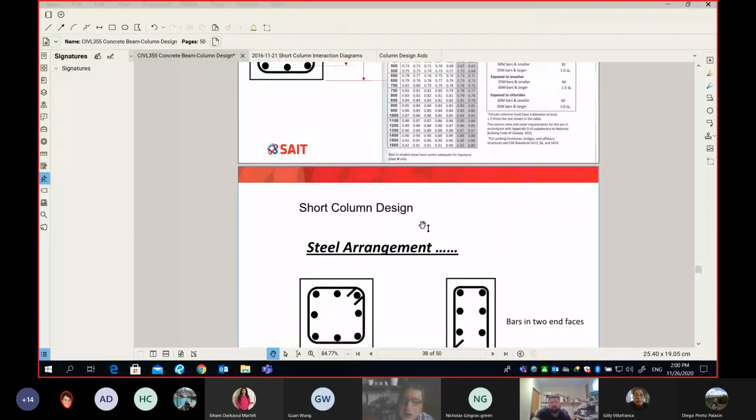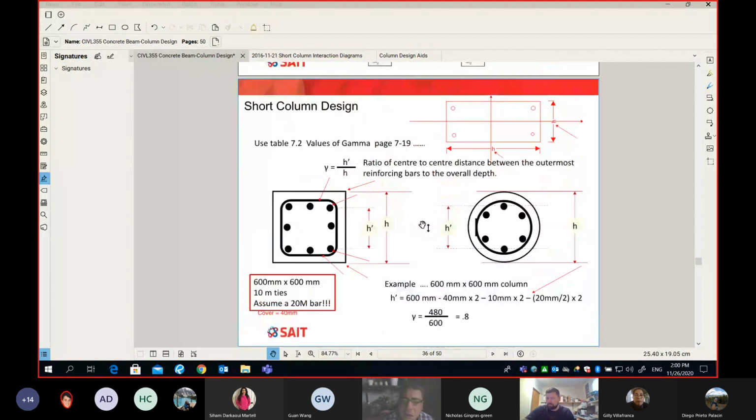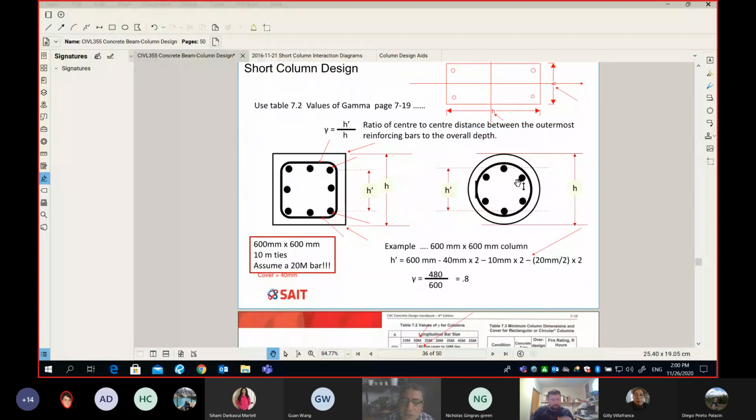So just before the break, I showed you that in our design, you will see shortly that we will need a value called gamma, and gamma is a ratio between h prime to h, and simply it tells you the lever arm, because if the h prime is so small compared to the h, it means we're losing lever arm.